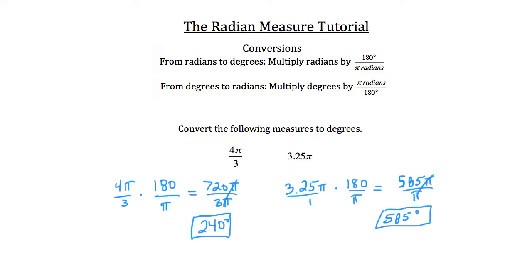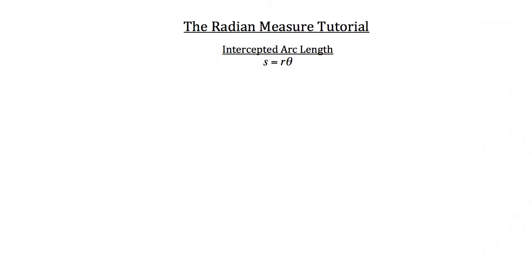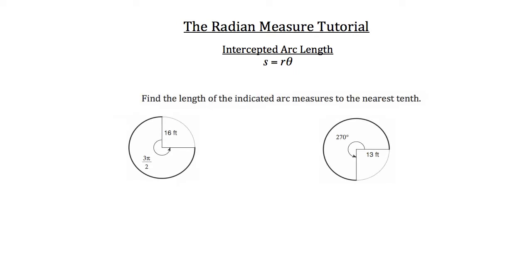Now that we've done a little work converting degrees to radians and radians to degrees, let's do a little work on arc lengths. To calculate the value, or the distance, of an intercepted arc length, we use s, which stands for the length of the arc, and set that equal to the radius times theta. So the radius of the circle that we're dealing with times theta, that angle in standard position of that circle. It'll be easiest if we just work through a couple problems with that formula.